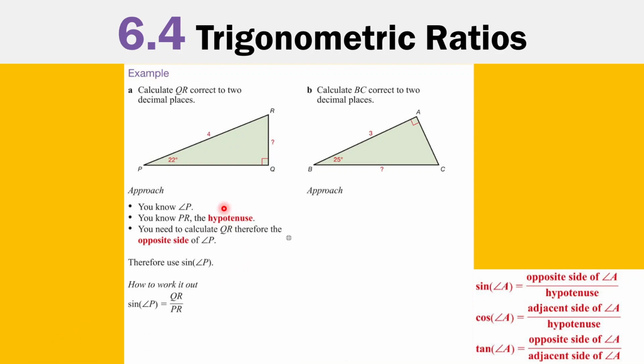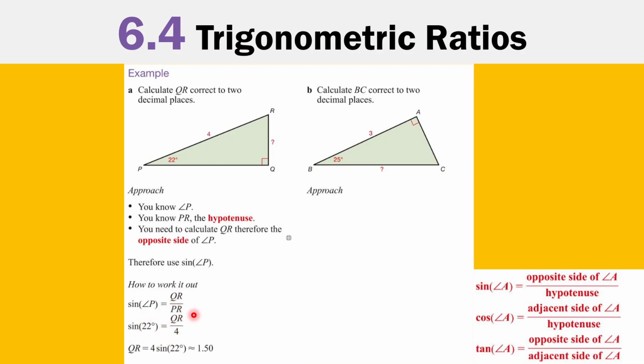Fill in this formula now with the sides, right? Fill in the letters. So the opposite side is QR, the hypotenuse is PR, and now we have this. And when you have found this, I think you've done the most difficult part of this exercise. Now you just fill in what you know. I know angle P is 22, and we know PR is 4.